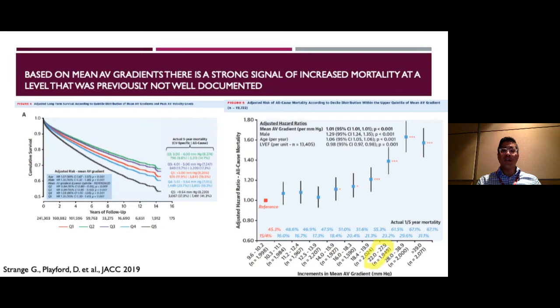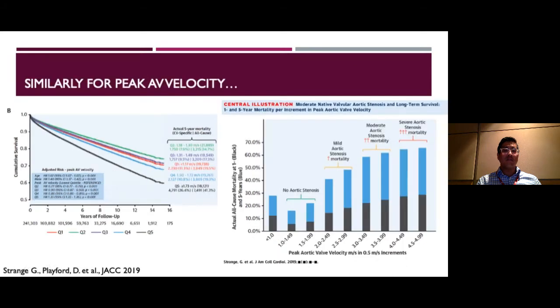distributed into deciles, ranging from 9.6 millimeters of mercury to greater than 39 millimeters of mercury. Specifically, if I can draw your attention to the patients with the mean gradient between 22 to 27.9 millimeters of mercury, there is a significant rise in the adjusted hazard ratio in all-cause mortality. This would be considered moderate AS in the current ACC and AHA guidelines.